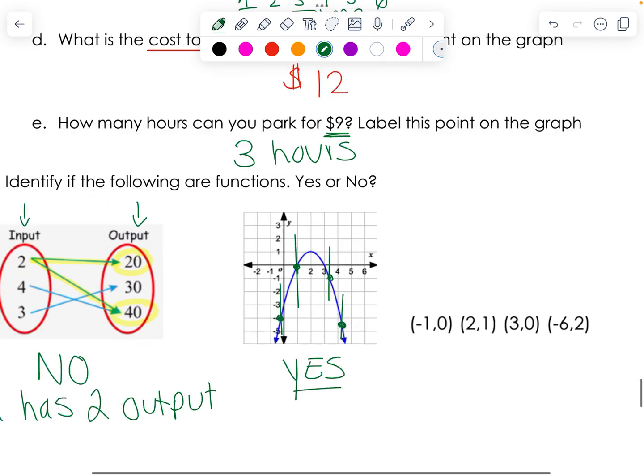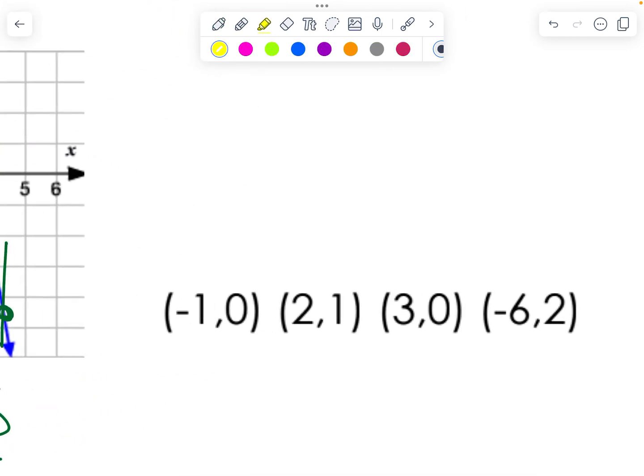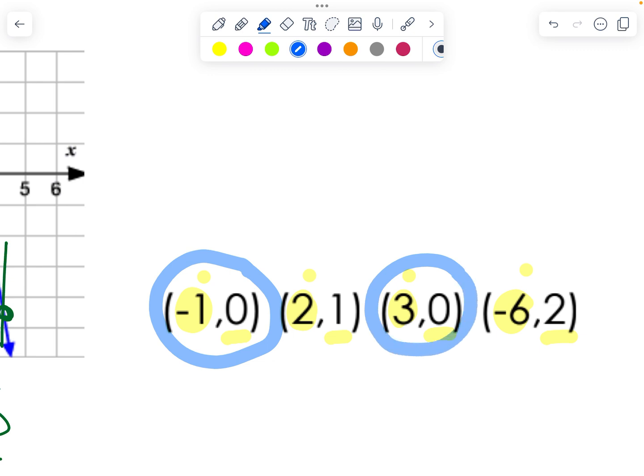And then if you're given coordinate points, you want to look at your x values. We have an x value of -1 with an output of 0, 2 with an output of 1, 3 with an output of 0, -6 with an output of 2. So each x only has one y value. Now, some people might have said no because we have 2 points with the y value of 0. Remember, 2 people can have the same birthday, so this is okay. So this is a function.